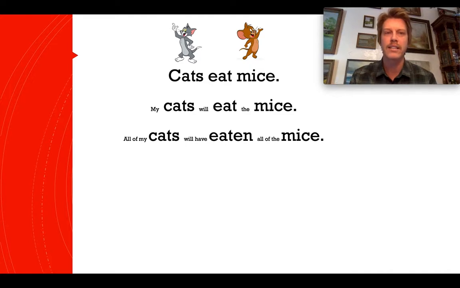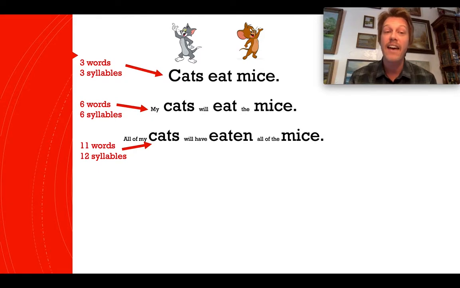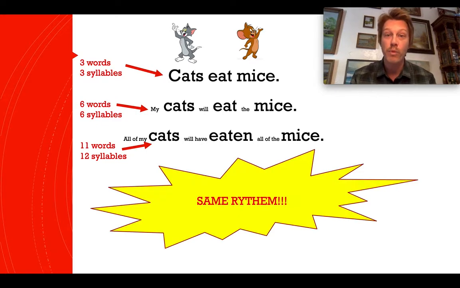So three sentences. The first sentence has 3 words and 3 syllables. The second sentence has 6 words and 6 syllables. The third sentence has 11 words and 12 syllables. But "cats eat mice." "My cats will eat the mice." "All of my cats will have eaten all the mice." They have the same rhythm.